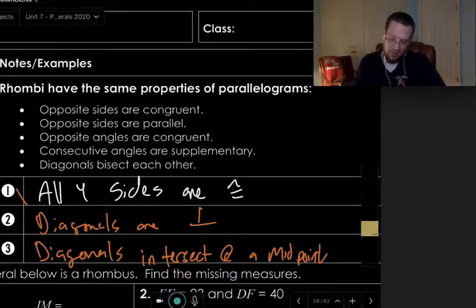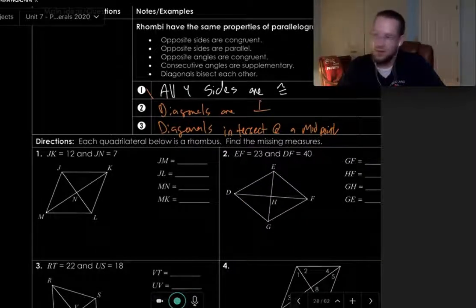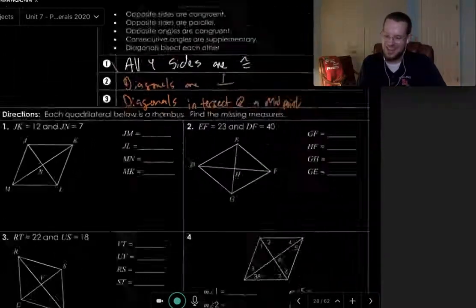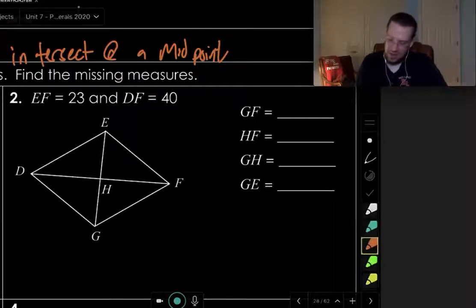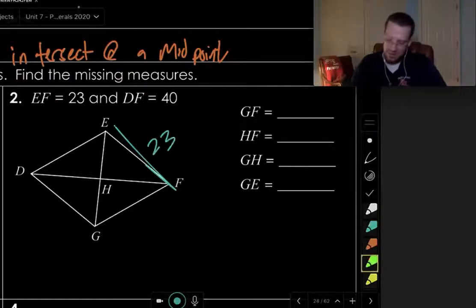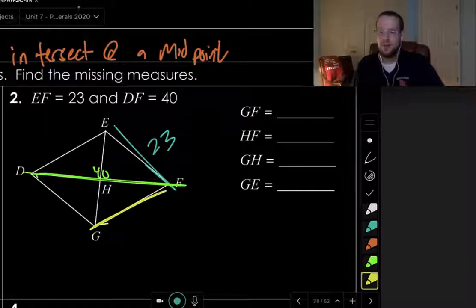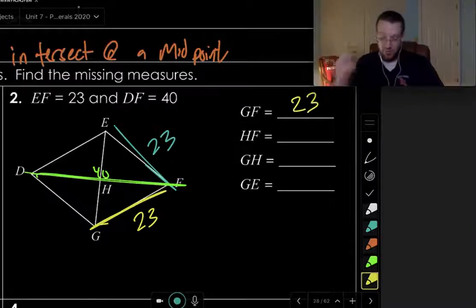So let us jump into these little lads and lassies we have down here, just hanging out, being rhombi. Let's look at this one right here. We're told that EF is 23 and that DF is 40. And what do we want to know? We want to know what GF is. Is GF a side? Yes, it is. So that means it's 23. All four sides are congruent.